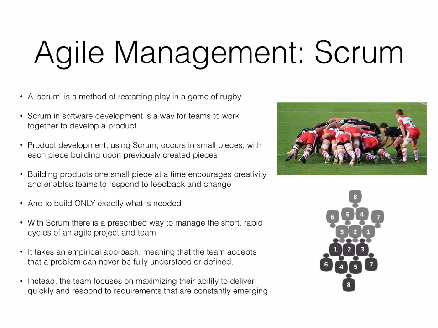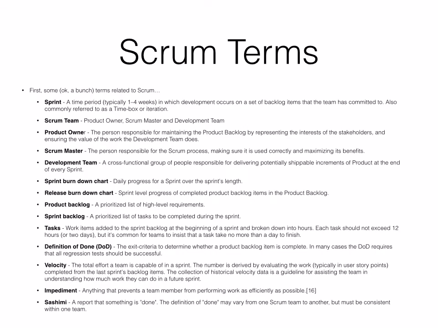So it takes an empirical approach, which we talked about before, meaning that a team accepts that a problem can never be fully understood or defined, and that you just go off experience, what's sensed, and the feedback that's been given to you to define what you need to do over the next iteration. Instead, the team focuses on maximizing their ability to deliver quickly and respond to requirements that are constantly emerging and constantly changing. So let's move on to the next slide and talk about some of the terms with respect to Scrum.